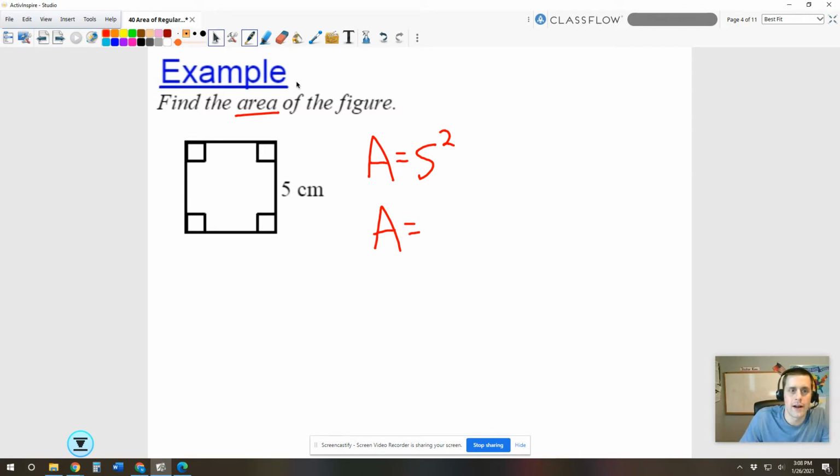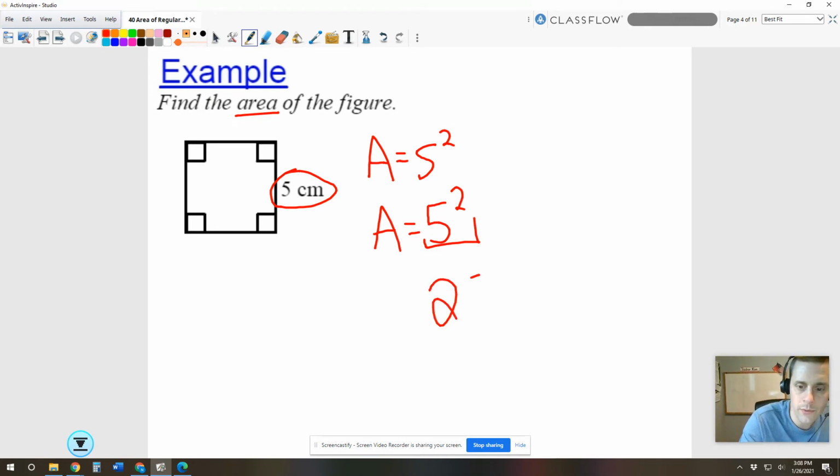S in a square, S stands for the side length. So if I go back to my picture, I see that each side of this square measures 5 centimeters. So I'm going to take that 5 and I'm going to replace that S with a 5 to the second power. Now we're going to evaluate our formula by following the order of operations. There's only one calculation to perform in this particular formula. It's 5 to the second power, and we get 25. So our area equals 25.